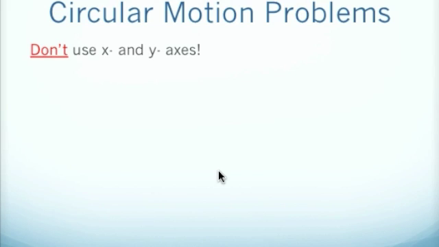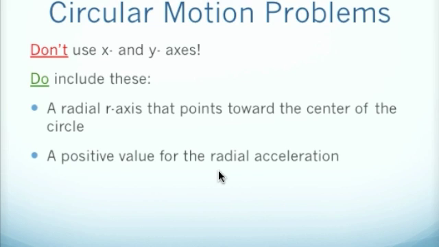You should remember that you should never use x and y axes exclusively for circular motion problems, because it'll just confuse you, because you're moving in a circle, you're not moving along an x and y plane. So you should have a radial r-axis that points toward the center of the circle. So that's something that you would draw. It's like how with incline problems we often would draw an axis that lined up with the plane rather than the ground, as it made things easier.